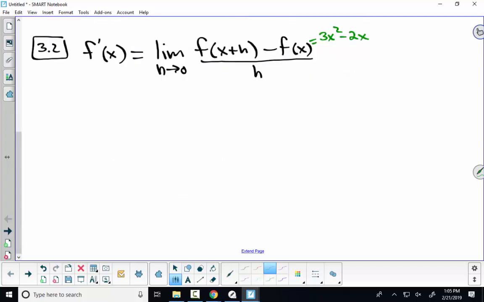So you're always given a function to compute a derivative. The only thing in this definition that we need to compute outside of simplifying the quotient is the f of x plus h. So let's compute f of x plus h. And our function is 3 times the input squared minus 2 times the input.